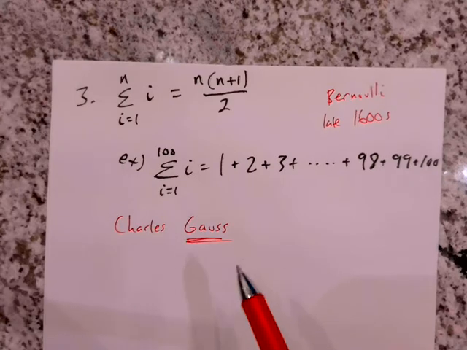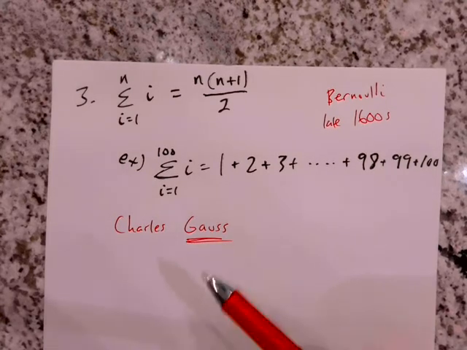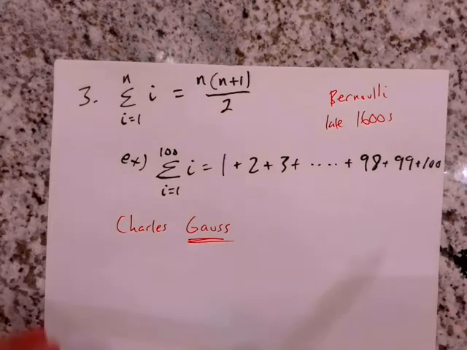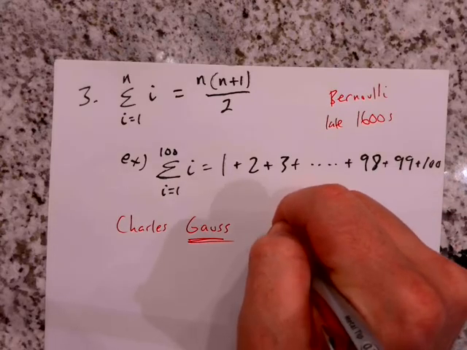doesn't matter what room he was in, and his teacher, just trying to keep him busy, told him to add up all the numbers from 1 to 100. And according to the story, he did the answer almost instantly. I think it's like 5,050.